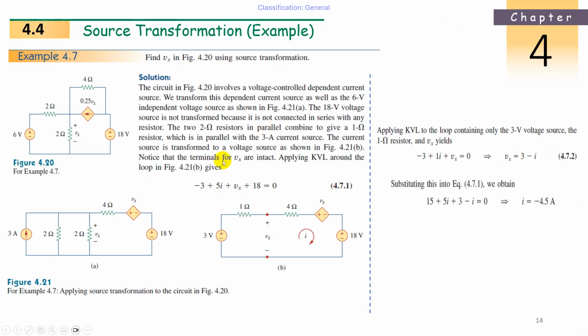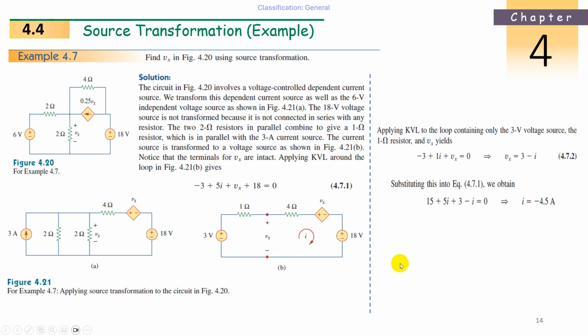What happens? Check. So 18 minus 3, it is 15. So 15 I kept here, 5I I kept here. Now what is Vx? Vx I am taking from the above equation, 3 minus I. So 3 plus 3 minus I. So 5I minus I, how much? 4I. So 4I take other side. Okay, now 15 plus 3, 18. Take other side, minus 18. Minus 18 divided by 4, it is minus 4.5. Current I is minus 4.5.